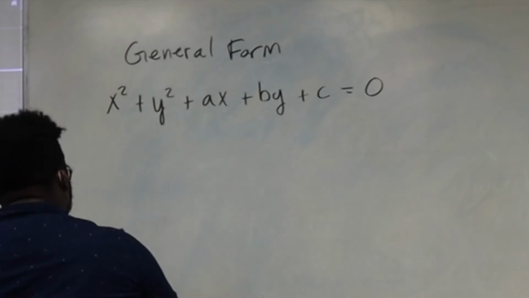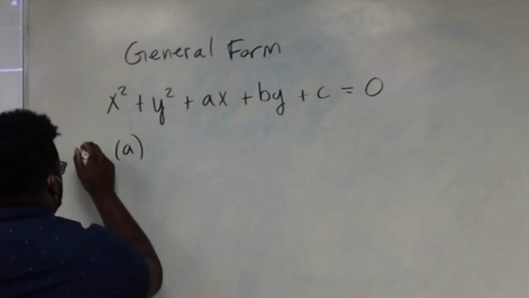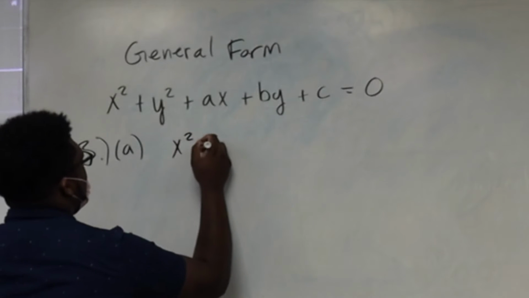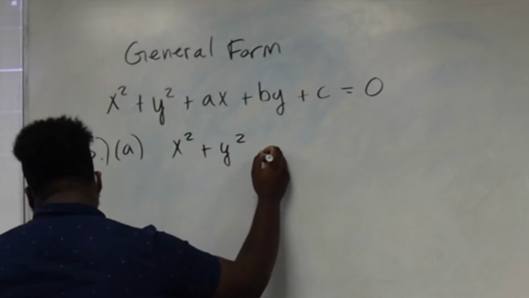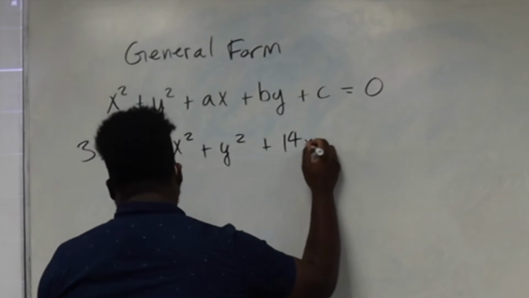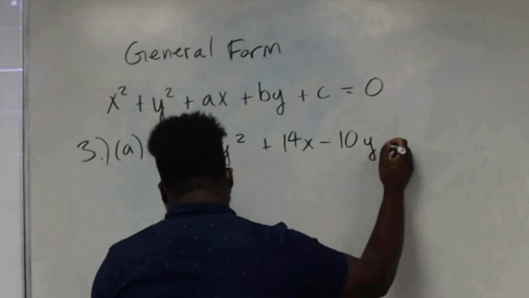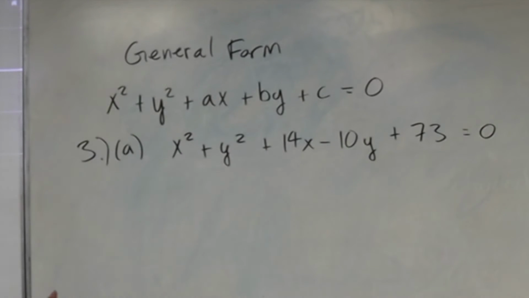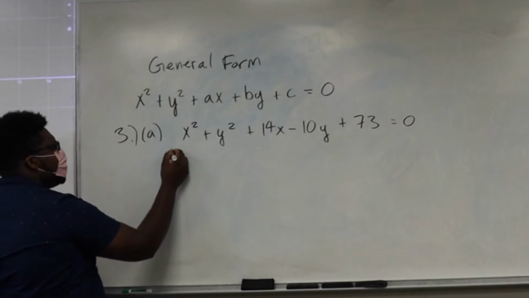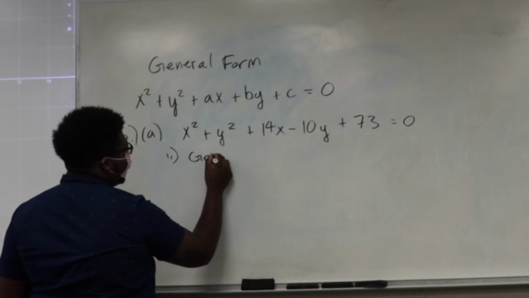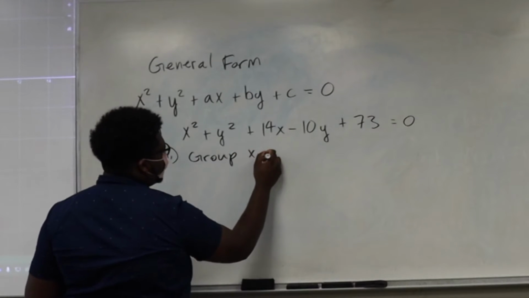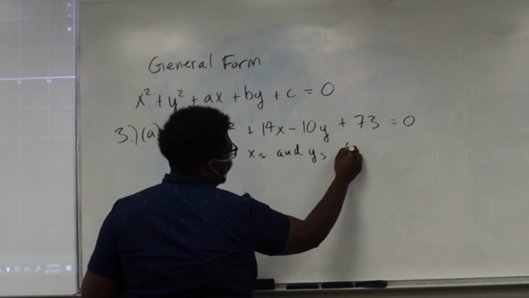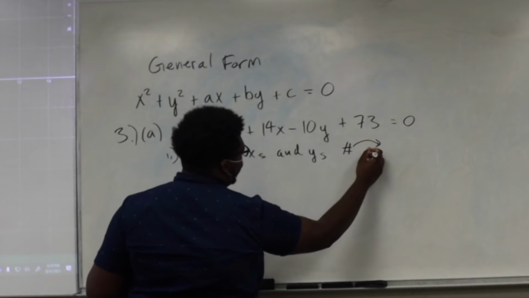So if we look at problem A, 3a, if you're following along, we've got x squared plus y squared plus 14x minus 10y plus 73 equals 0. We'll give you a minute to write that down. So your first step is to group x's and y's, and then put your number on the other side.